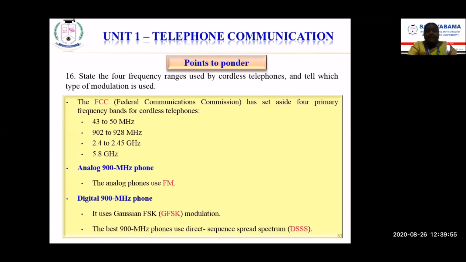The type of modulation used here is that analog phones use FM modulation, whereas the digital phones use Gaussian FSK modulation and the direct sequence spread spectrum technique. Yesterday, some of you raised a question about what is meant by frequency shift keying. I hope you are familiar with frequency modulation. Please unmute yourself and tell me what is frequency modulation. Can anyone answer?